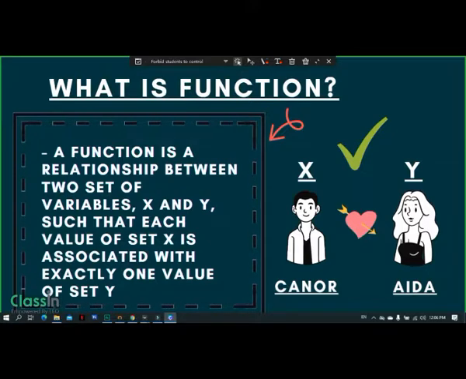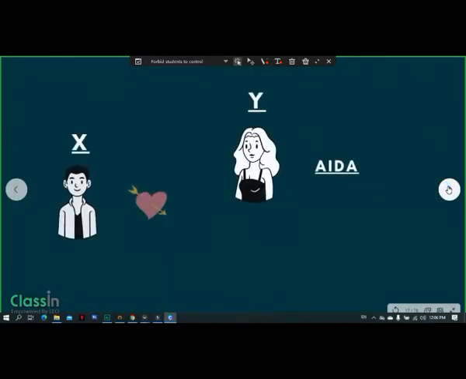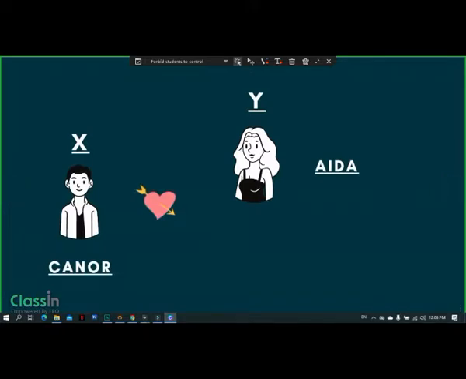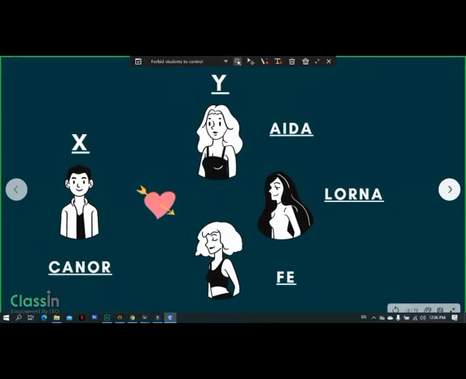So, this is a function. This is an example of function. But in the context of the Filipino culture, si Kanor nga daw po ay isang matinik na nilalang. So, hindi lang po si Aida ang kanyang girlfriend. Nagkaroon pa siya ng relasyon kay Lorna at kay Fe. So, tatlo na. So, meaning, si Kanor ay may relasyon na kay Aida, kay Lorna at kay Fe.